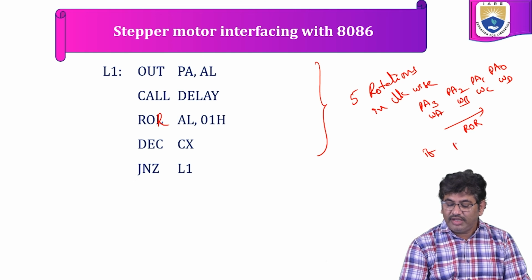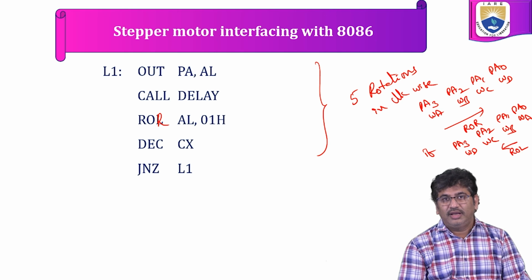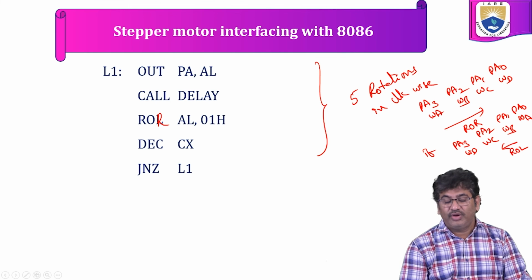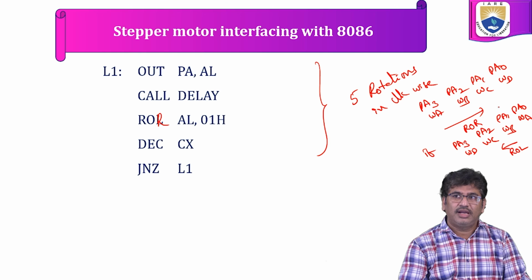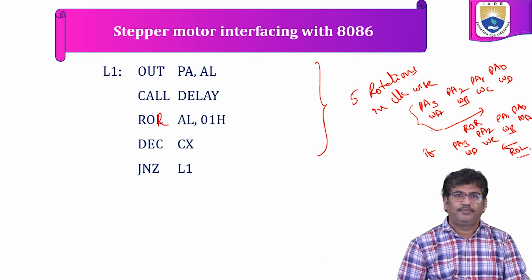If the windings are connected in this manner, port A3, port A2, port A1 and port A0 connected to winding A, winding B, winding C and winding D, we have to use the ROL instruction. So don't go blindly. ROR is for clockwise, ROL is for anti-clockwise. It depends upon how you are connecting. If you are connected in this scheme, go for ROR instruction. If you are connected in this manner, go for ROL instruction. Depending upon the circuitry, we have to shift the contents either left side or right side.